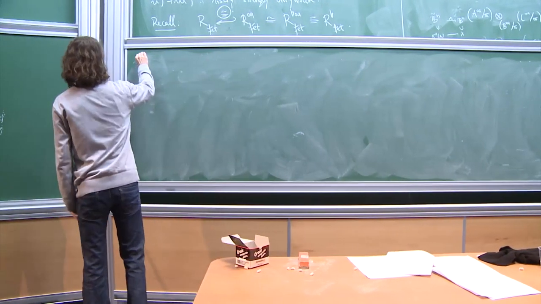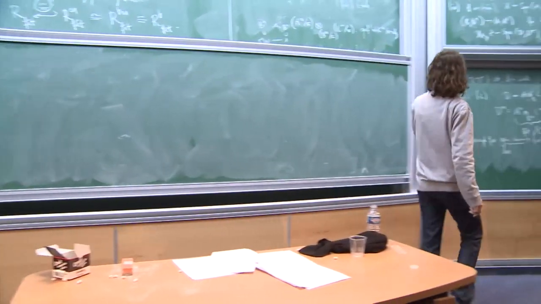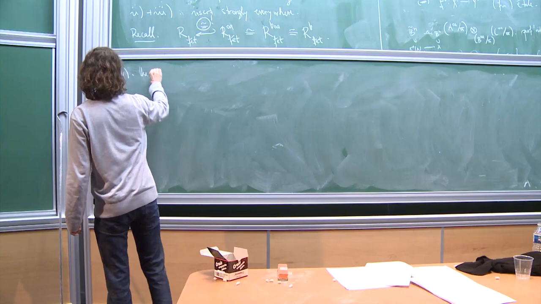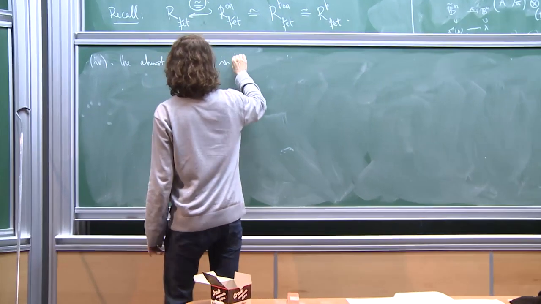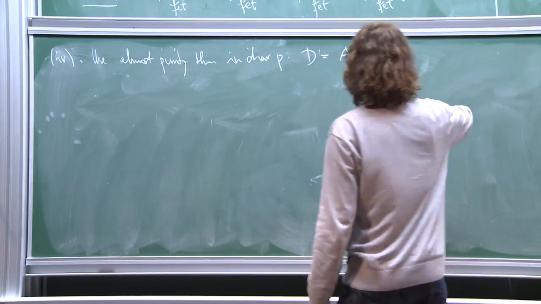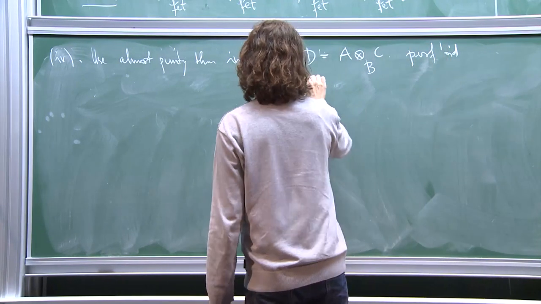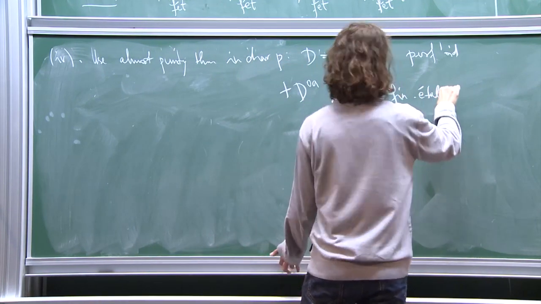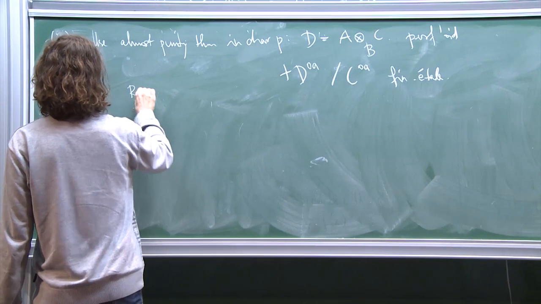Okay, then part four was somehow the analog of the earlier part, it's on the blackboard. So what we additionally have to use is the almost purity theorem in characteristic p, which says that this tensor product really is already perfectoid, and somehow it's finite étale over C, and the almost purity theorem says that this automatically extends to the almost integral level, and the rest is as before.